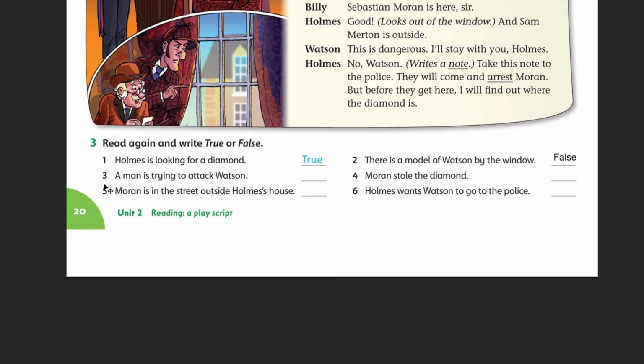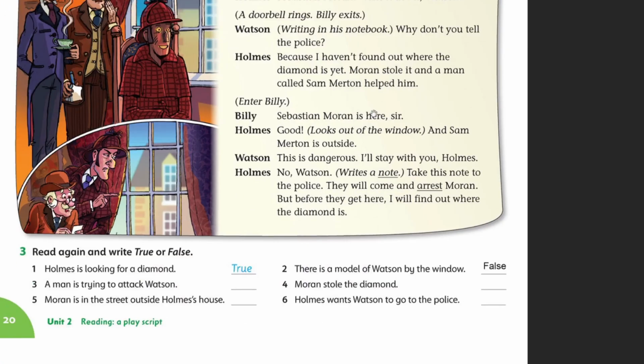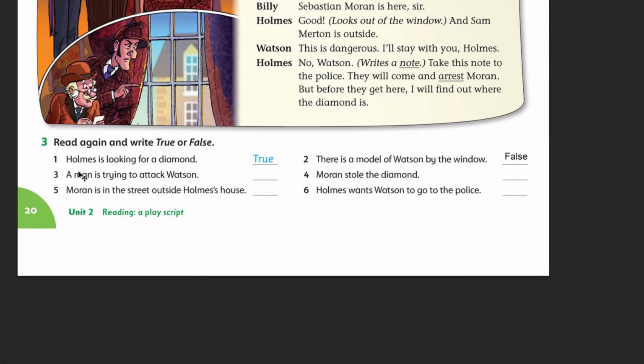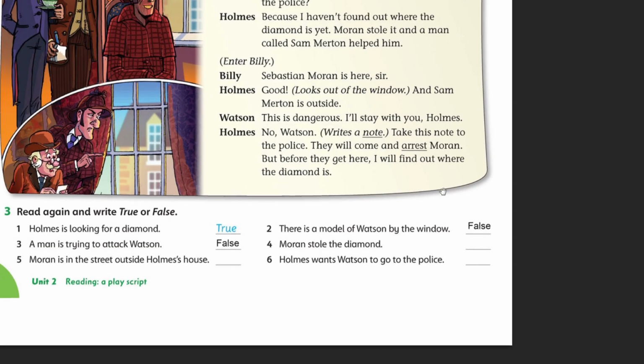Number 3, a man is trying to attack Watson. Is it true? Holmes said, "Because a man is trying to attack me, Watson." So he's telling that to Watson. Holmes is saying that someone is trying to attack him. The sentence here says, "A man is trying to attack Watson." Is that correct? No, it is false. So number 4, Moran stole the diamond. Is it true?